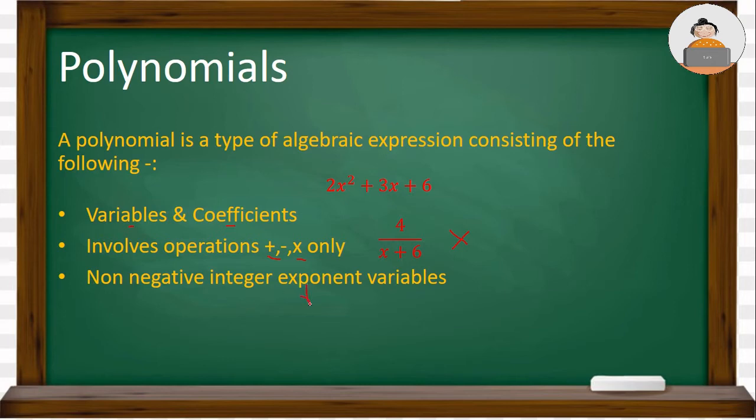What do you mean by exponent? For example, x raised to power 2, then 2 will be the exponent of the variable x. I will take another example, y raised to power 8. Here 8 will be the non-negative integer exponent of the variable y. But we cannot take variables such as y to the power minus 2, y to the power minus 3. These are not to be considered.